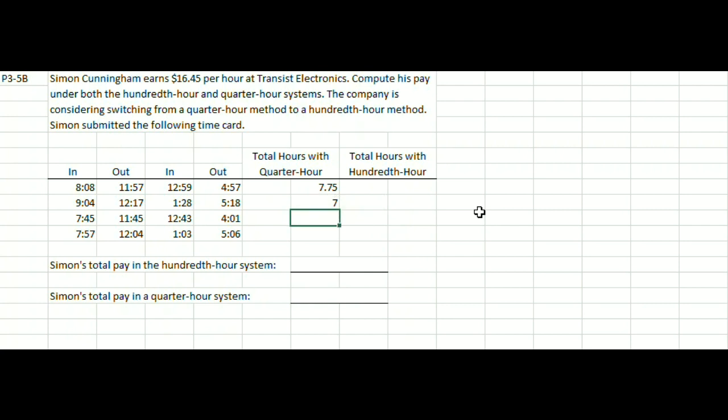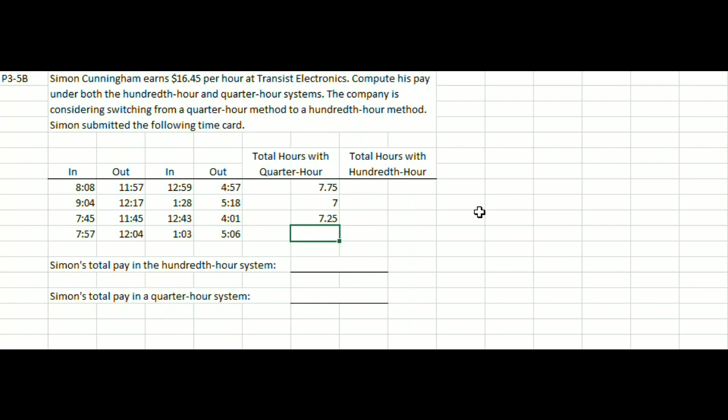On day 3, Simon left for the day at 4:01 p.m., and 1 is closer to 0, so there will be no minutes. Came back from lunch at 12:43. 43 is closer to 45 than it is to 30, so that will be 12.75. Left for lunch at 11:45, that is exactly the quarter hour, and came in for the day at 7:45, which is also exactly the quarter hour, for total hours worked of 7.25.